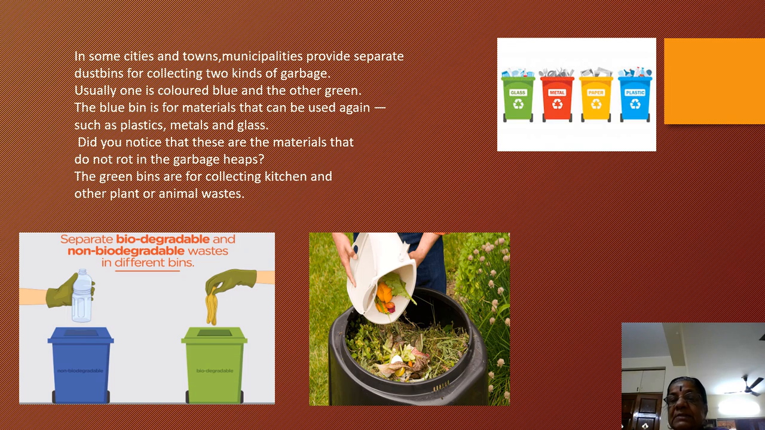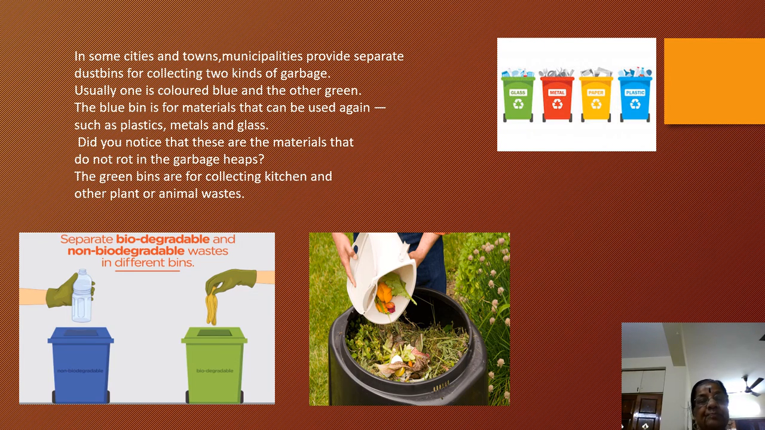The names of what type of garbage to put in the dustbin will be written on the dustbin. Accordingly we have to sort out and put it in the concerned dustbin. We need this awareness nowadays so that we can keep our place clean. I hope you are following.